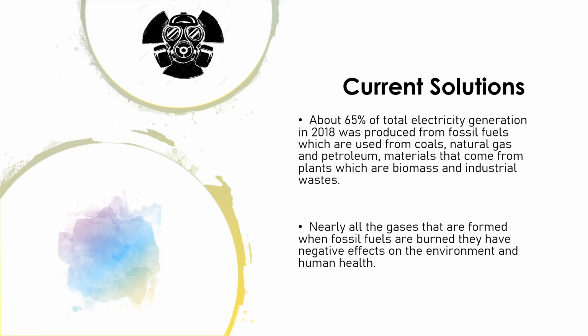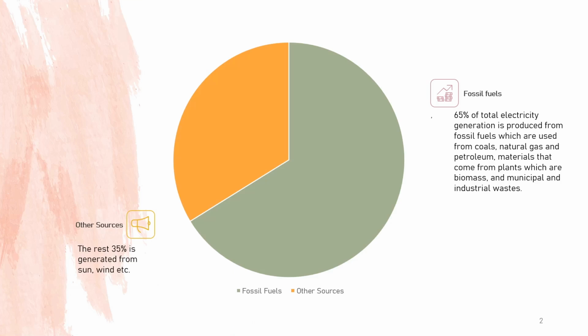At this stage, the current solutions countries are using to lower their consumption of fossil fuel. There are plenty of things, but let's see here. About 65% of total electricity generation in 2018 was produced from fossil fuels, which are coal, natural gas and petroleum. And there is material that came from plants, which is biomass, and industrial wastes. The gases produced by burned fossil fuels are not all good for the atmosphere or us human beings. They have negative effects on us, and on the environment.